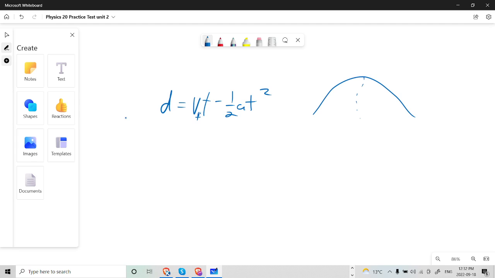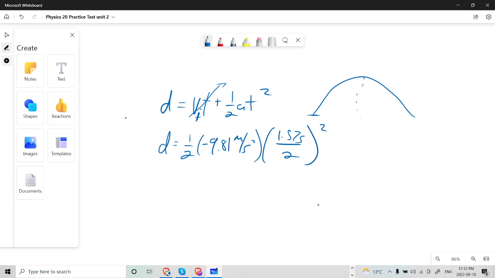Oh, actually, no, we'd want it as the VI plus, or VF if we look at the first half. Either way, we're looking for where the initial is 0. So the second half, we start with VI plus. If we look at the first half, it's VF minus. Either way, that goes to 0. So our total displacement is 1/2 times negative 9.81 meters per second squared times half the total time it spends in the air.